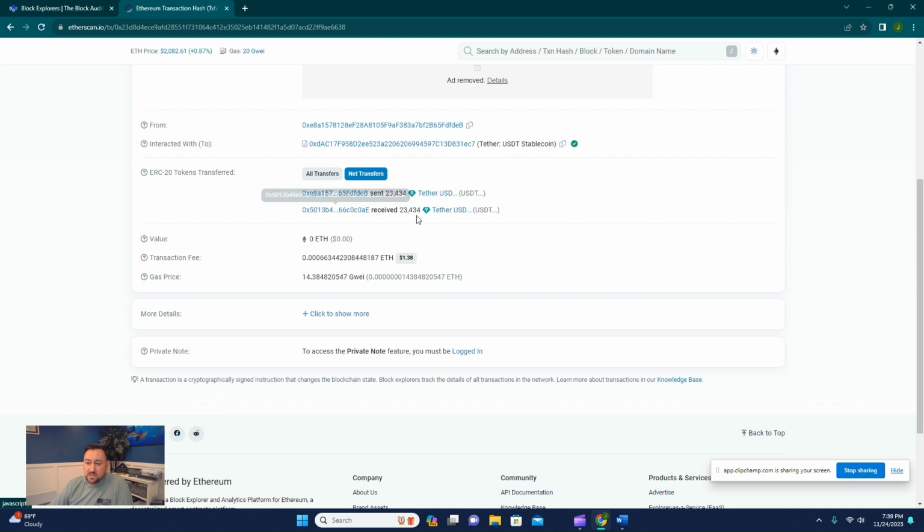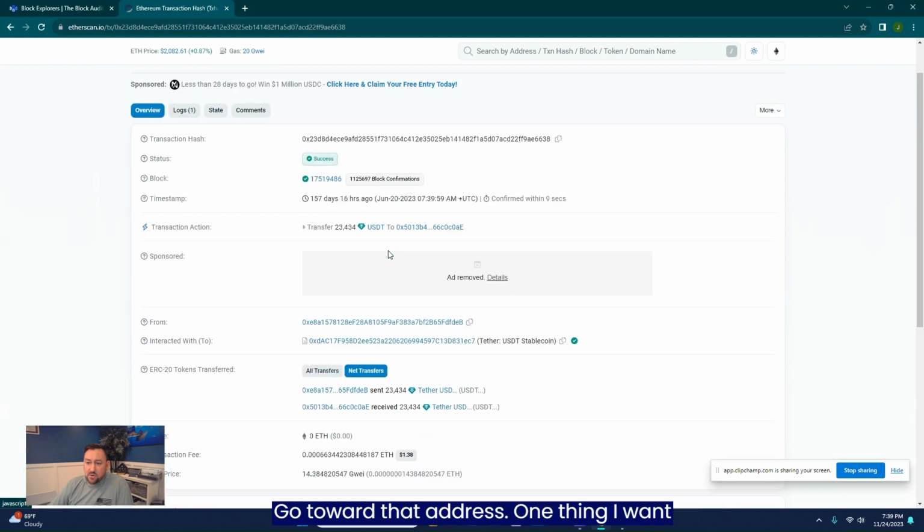We're going to click on this address. But before we do that, one thing I want to make note of is that right now we're on the transaction page. So when we click on the wallet address, it's going to take us to a wallet page. It's going to look a little different because it does something different.